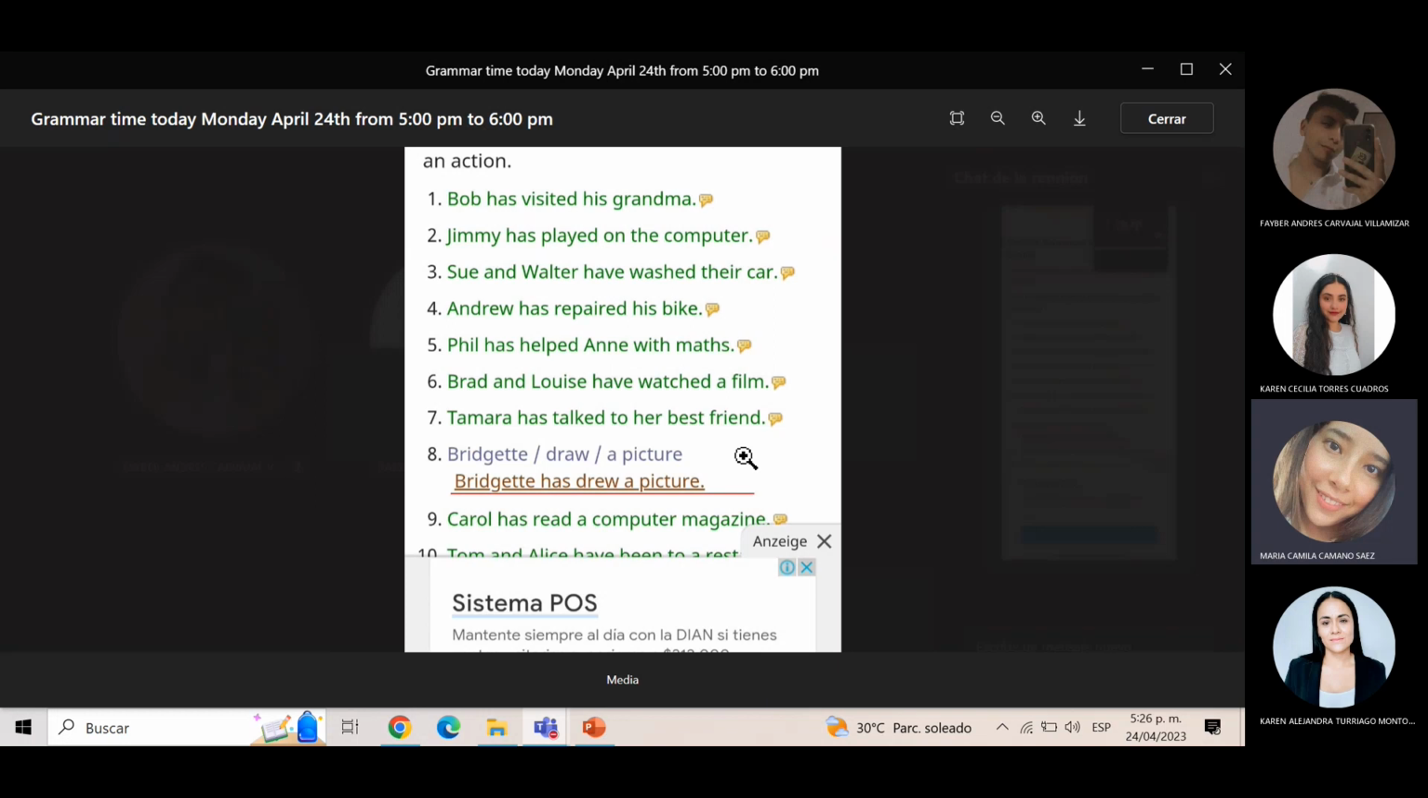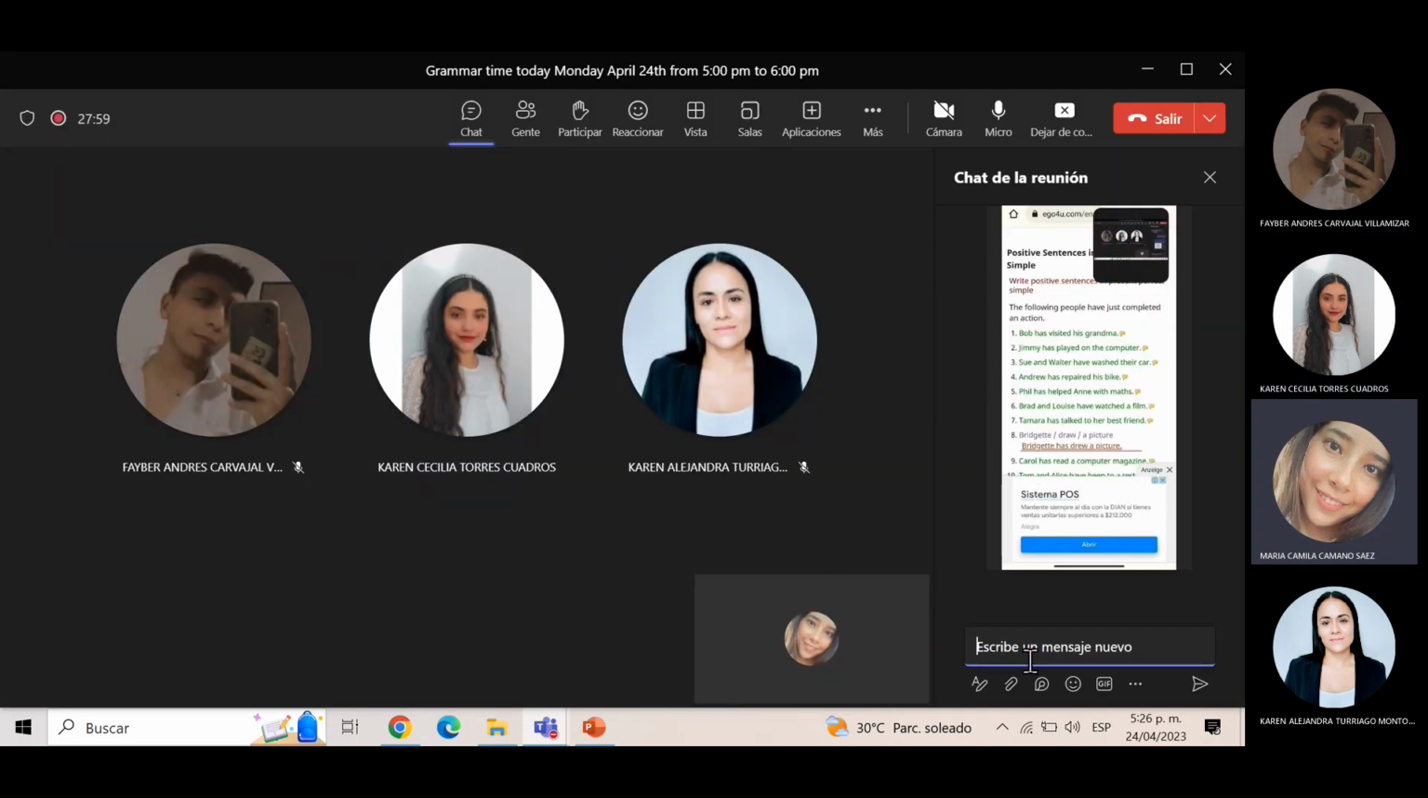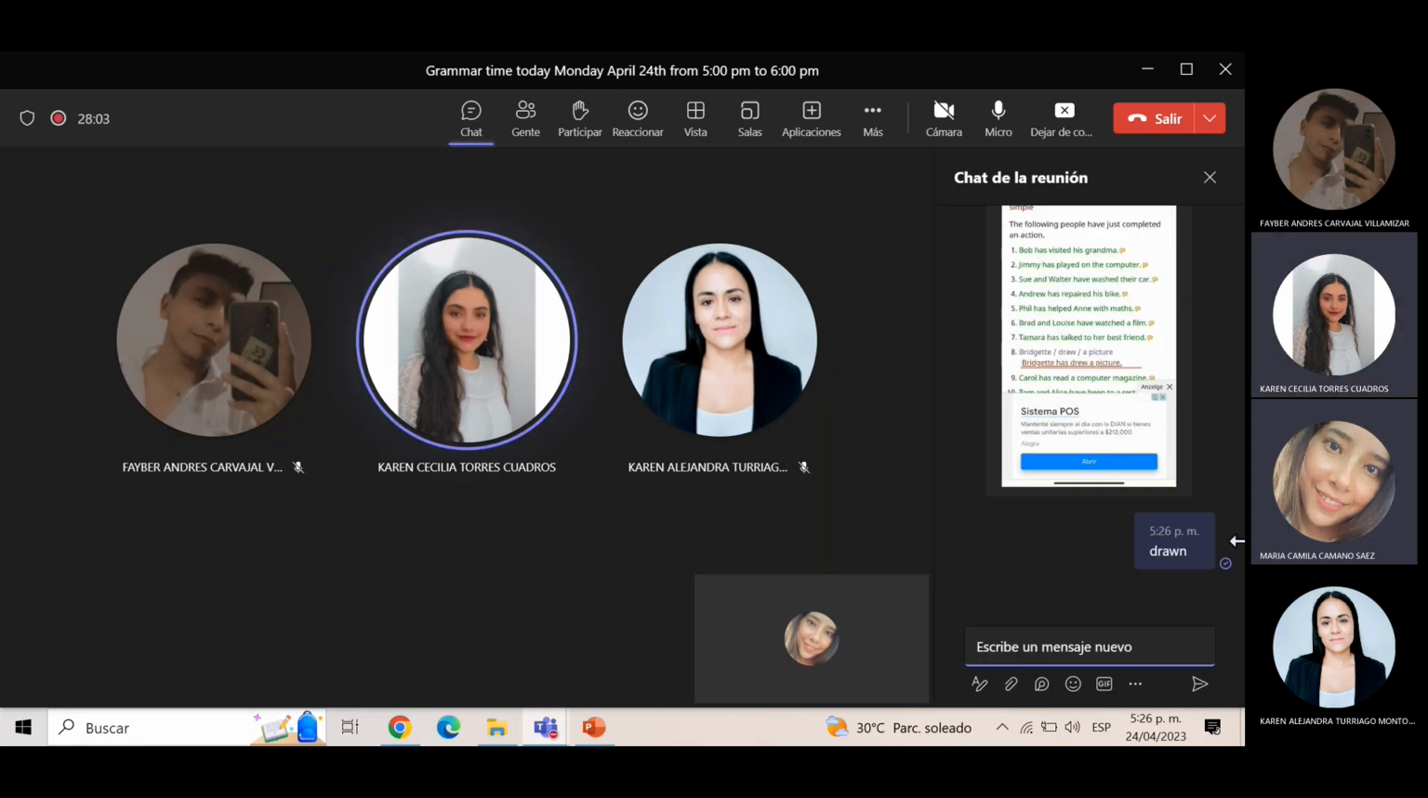This verb, draw, is an irregular verb, so the past participle is not drew. That is the past simple form. The past participle form is drawn. But okay, it is fine. Don't worry.